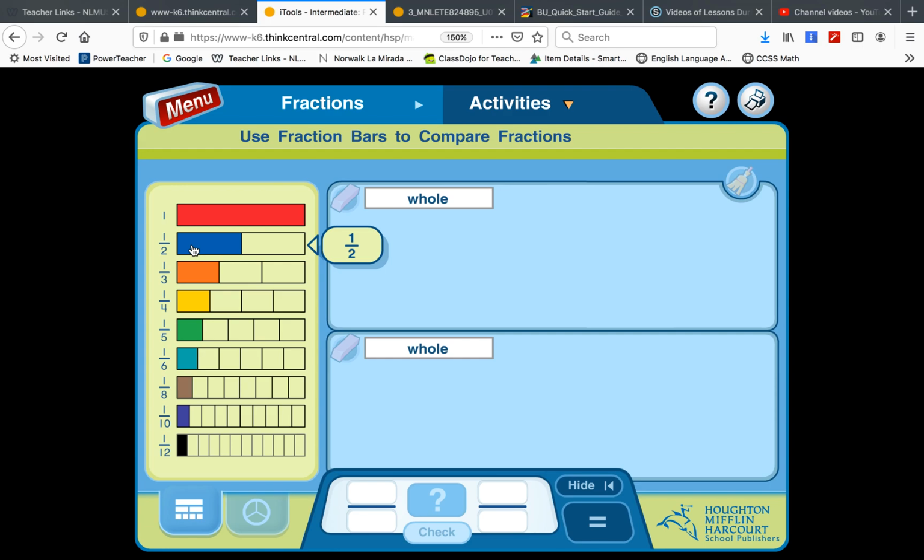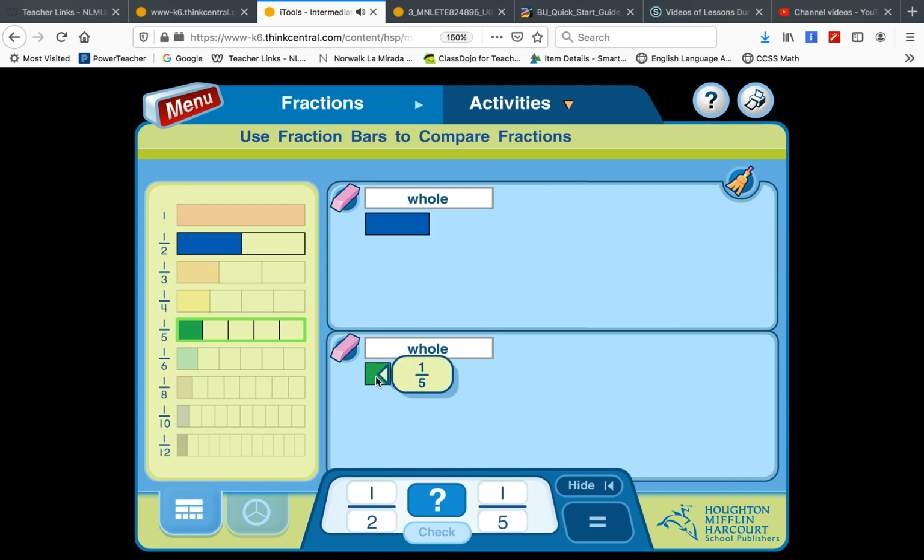So we talked about before that if the upstairs numerator is a 1, that's called a unit fraction. I'm going to compare unit fractions first. So I'm going to compare 1/2 to 1/5. Now we've talked about the downstairs denominator. As the denominator number gets larger, the pieces get smaller. I can just eyeball this and see that 1/5 is less than 1/2, 1/2 is greater than 1/5.